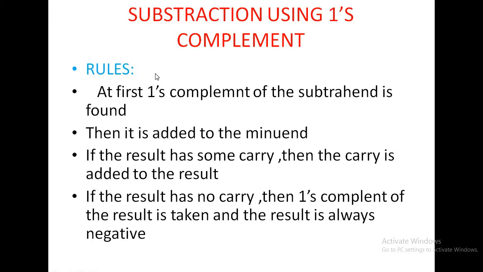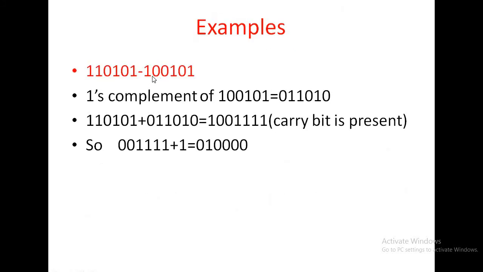So what is the rule? 1's complement of the subtrahend is found. Find out the 1's complement of this number. Subtrahend means second number. Okay. So 1's complement of this number is 011010. Just change 1 to 0, 0 to 1. Then this number is added to the minuend, means 110101 plus 011010. If we perform addition of the two numbers, this is the result.